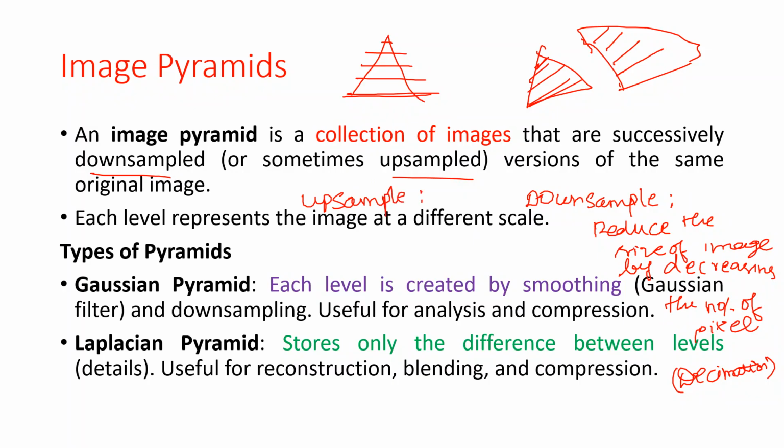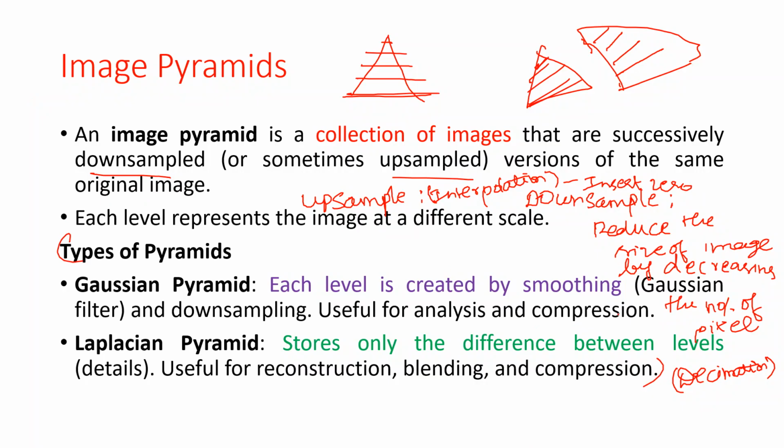Upsampling means we will increase the size of the image by increasing the number of pixels. The concept we will see for upsampling is interpolation. Downsampling is also known as decimation, and upsampling is also known as interpolation. We upsample by inserting zeros to enlarge the image. Each level represents a different image. The types of pyramids are the Gaussian pyramid and the Laplacian pyramid. This will also be covered in the upcoming slides.